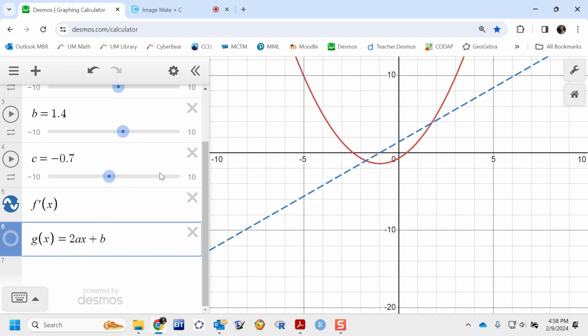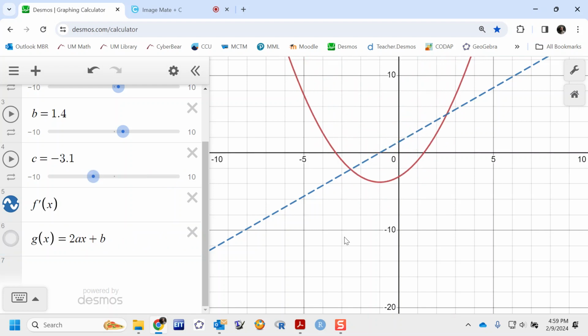But here's some things that are kind of fun to think about. Why does adjusting c not change the value of the derivative? You had a couple of questions like this in the conceptual chapter, chapter 2, but shifting a function vertically doesn't change the equation of its derivative, and that should make sense to you, right?